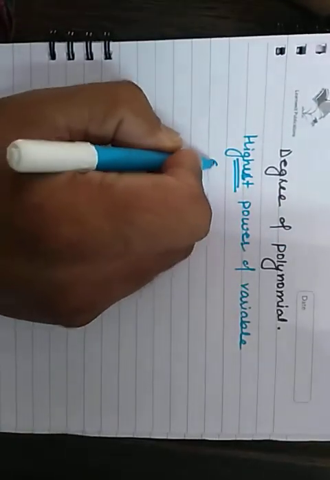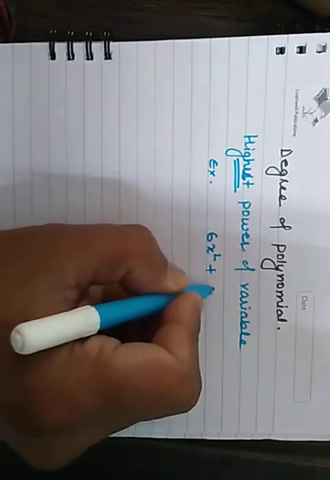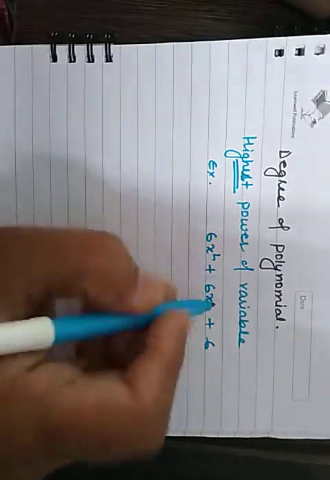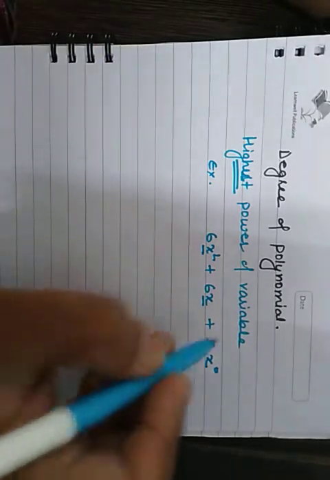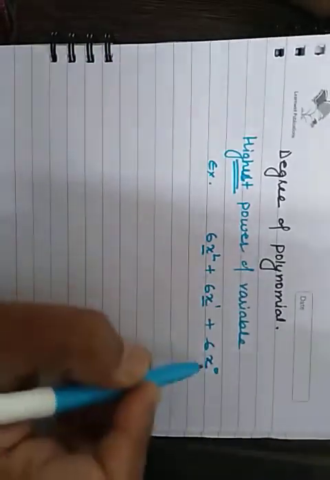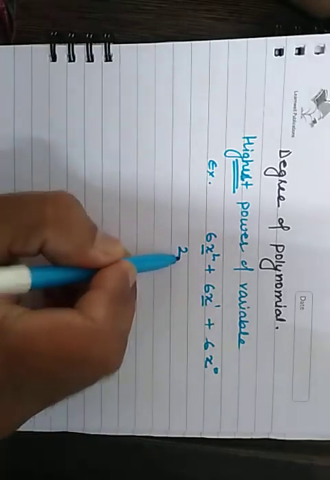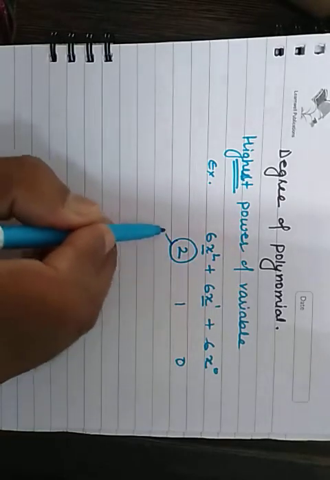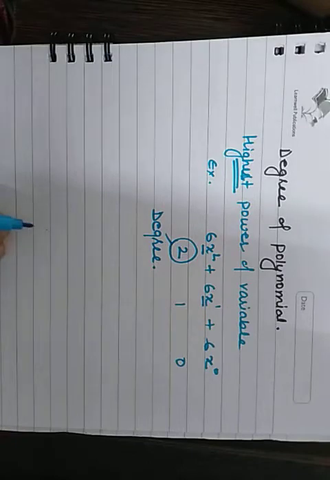For example, 6x square, 6x and 6. So here the variable is x, and obviously it is not written, but it is x to the power 0. So what is the power of this variable? 2. Here the power is 1, here the power is 0. So the highest power is 2. So we will write that the degree of this polynomial is 2.